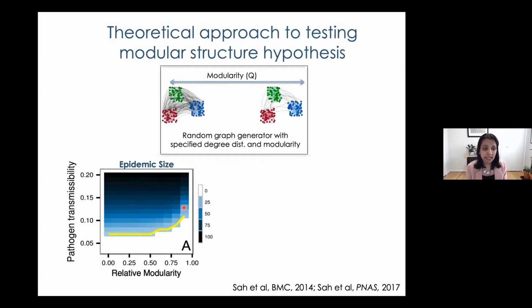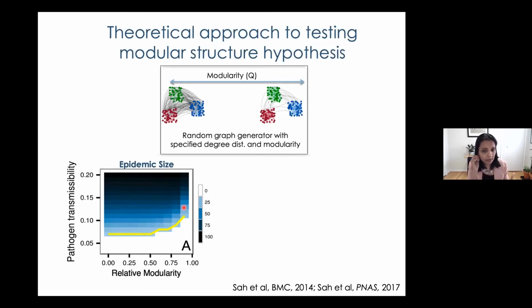And you need to get to a very high level of modularity, 0.6 or above, to really see some impact of modular structure on disease dynamics. And if you'll remember from the histogram a few slides ago, there are only very few networks that we find empirically that fall within such high levels of modularity.